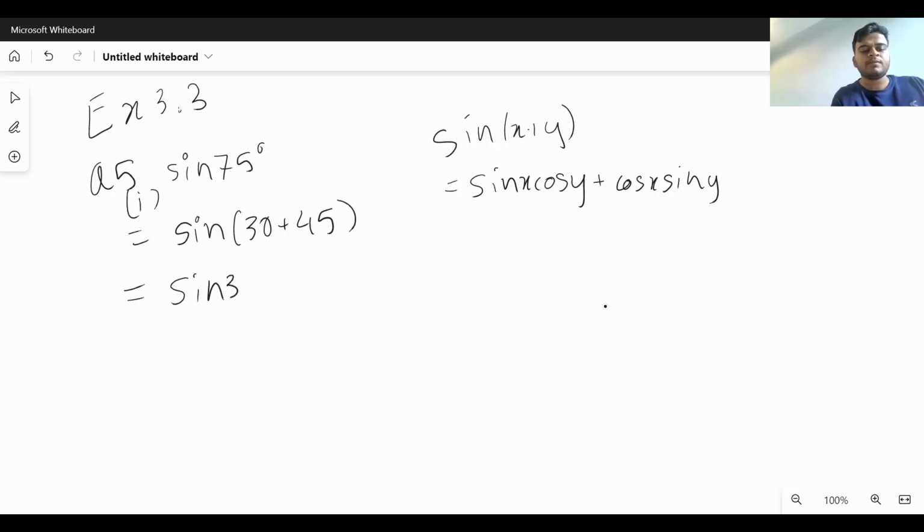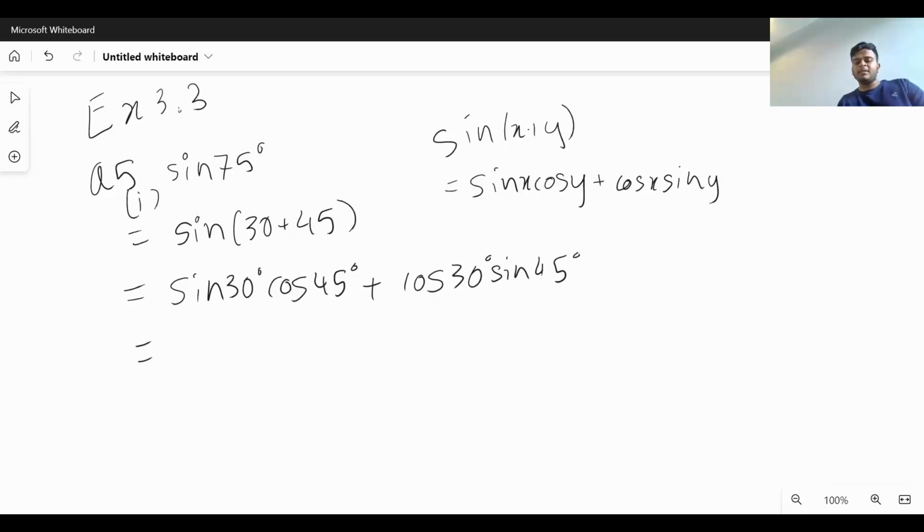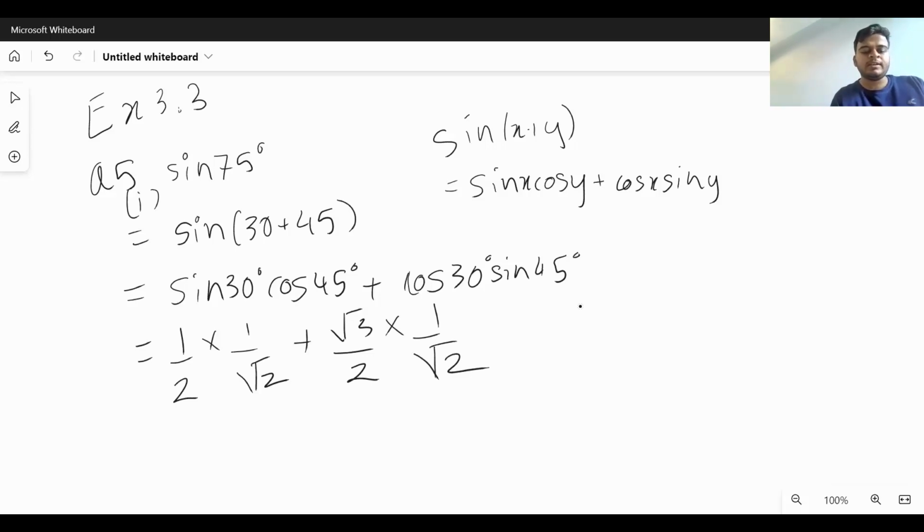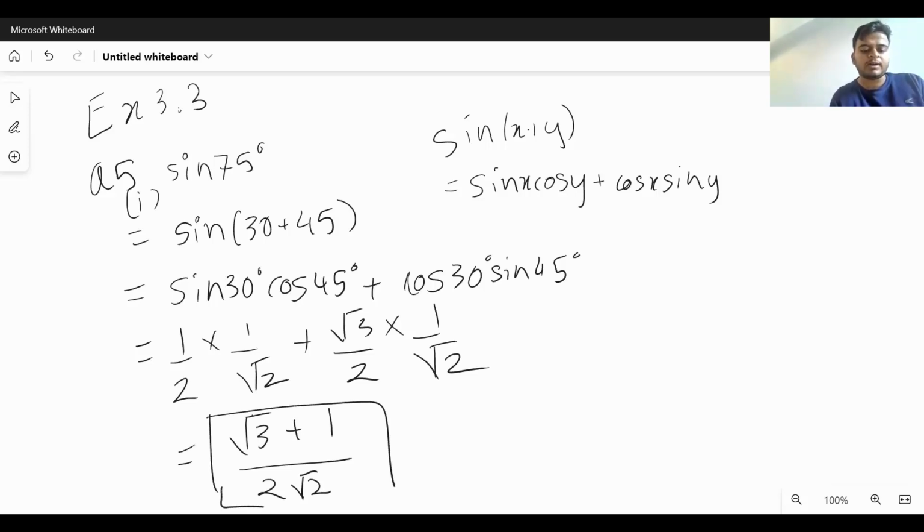You get sine 30 degrees cos 45 degrees plus cos 30 degrees sine 45 degrees. Correct? Plug in the values of all the cos and sine functions here, right? Sine 30 degrees is half, into cos 45 which is 1 over root 2, plus cos 30 degrees which is root 3 over 2, into sine 45 degrees which is 1 over root 2. So at the end, the term that you get is root 3 plus 1 over 2 root 2.